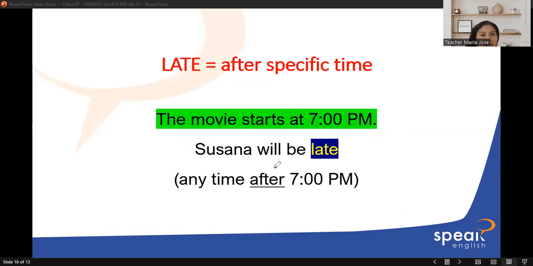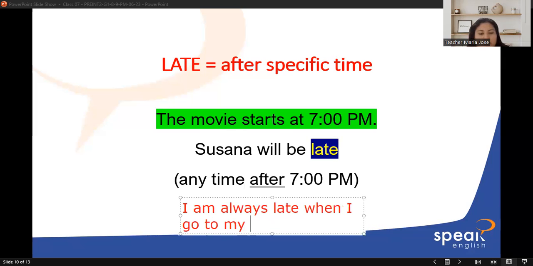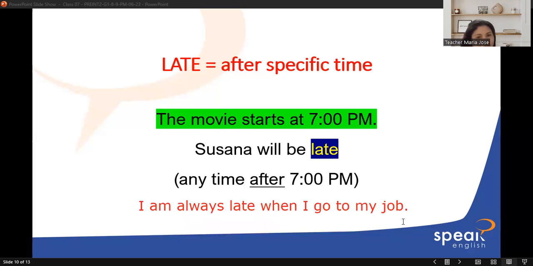So if a person is late, it's because they will arrive after one specific time. Okay? For example, I can say, okay, can you help me with this example, Francisco? I am always late when I go to my job. Okay, so in a job, you have one specific time. So if you are late, it's because you go after that specific time. Okay, so can you give me another example, Leti?